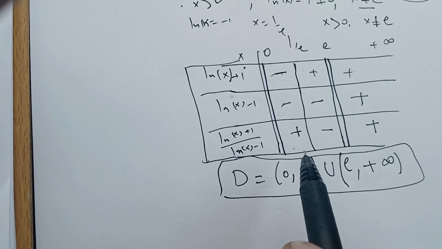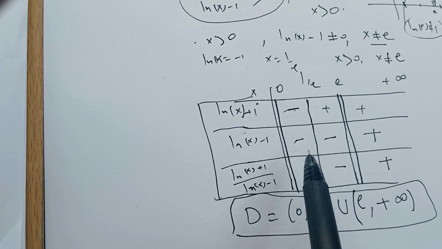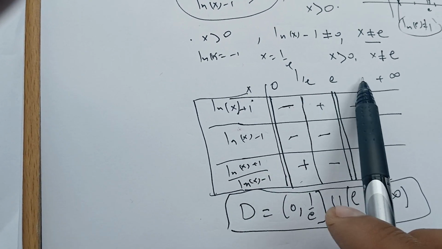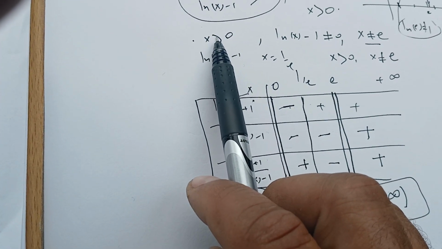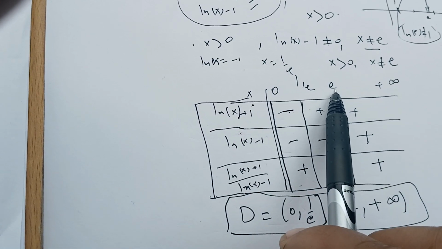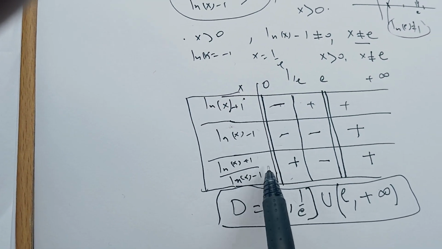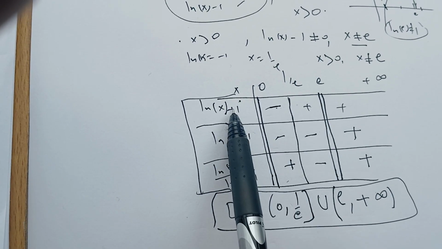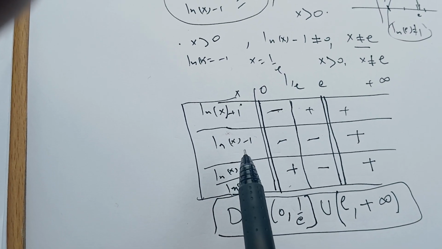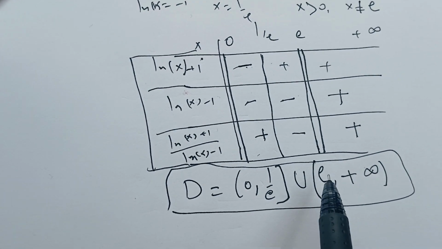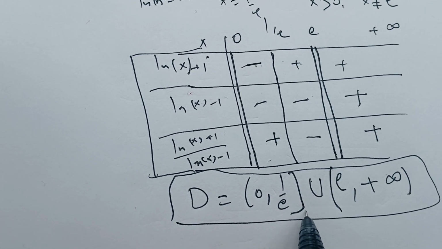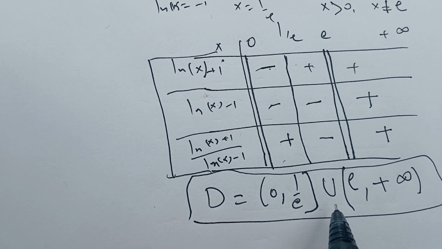Okay, we have all the conditions that we need. So we are working on this domain because of this. We have this condition because of this. And we have this sign because of these restrictions on these two. So that's why we have this domain. Finally, this is our domain for this function.